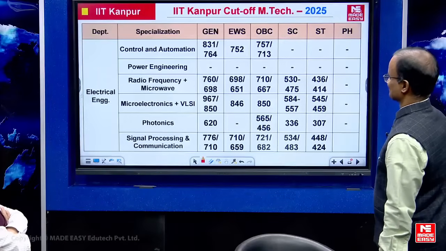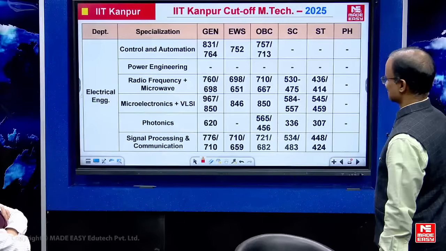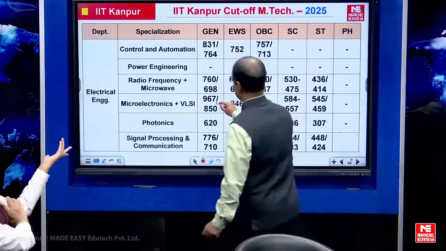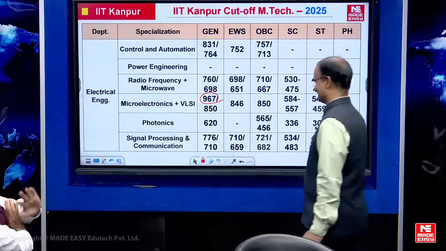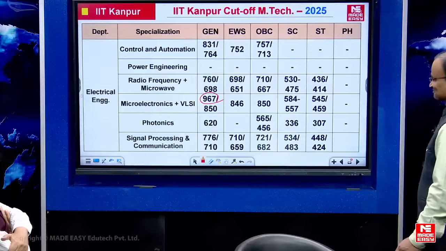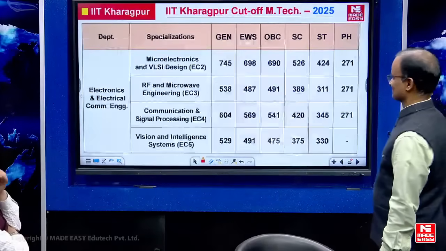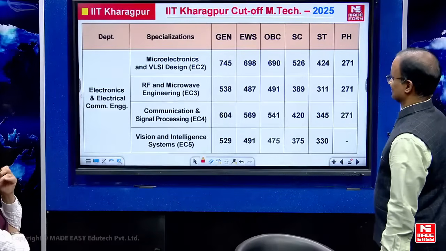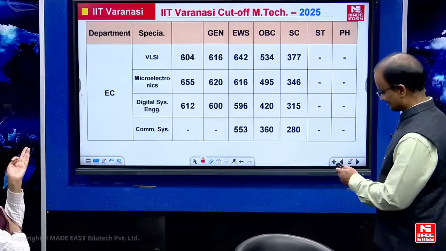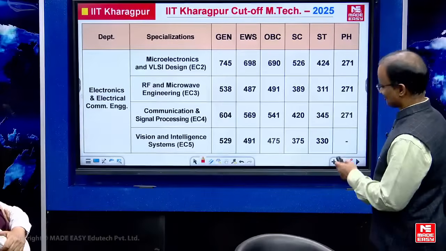IIT Kanpur. Okay. Here also again the same. Sir, 967 is the opening and closing is at 850. Okay. Yes. Here it is relatively less, 745 only. IIT Kharagpur. Yes.